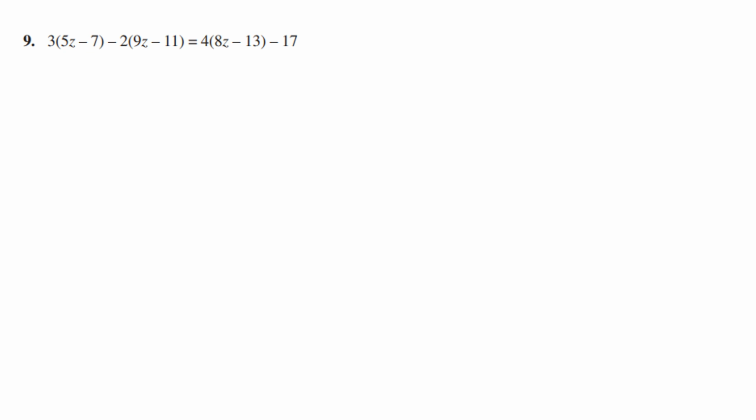So again here also you have to use the distributive property. It is similar to your previous question. So first multiply 3 with 5z and 3 with 7. So 3 times 5 is 15z minus 21. Then minus 2 into 9 will give me 18z and minus will be plus 2 into 11 is 22. Then 4 8s are 32z minus 4 into 13 will give me 52 minus 17.